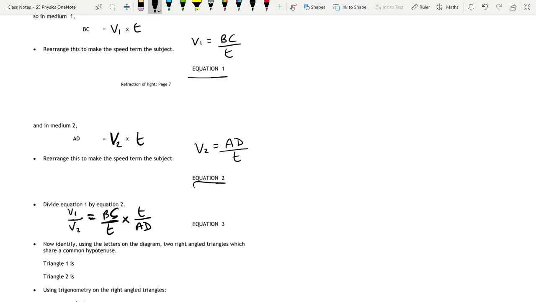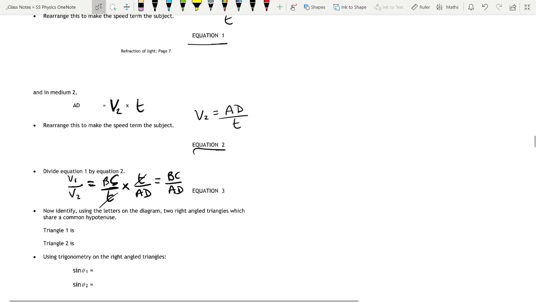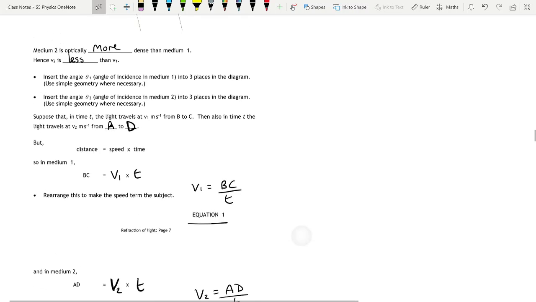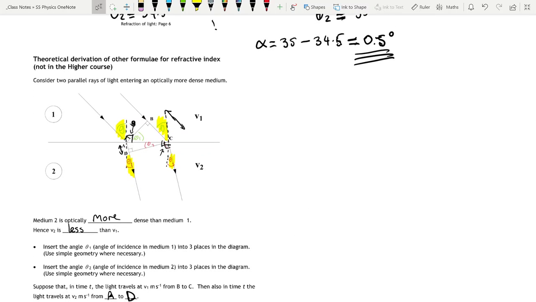So we end up with V1 over V2 is BC over AD, because those T's cancel out. Okay, so now it says, now identify, using the letters on the diagram, two right-angled triangles which share a common hypotenuse. So if we go back up to this diagram here, I'm going to use this multicolored pen. We've got two right-angled triangles that share a common hypotenuse there.